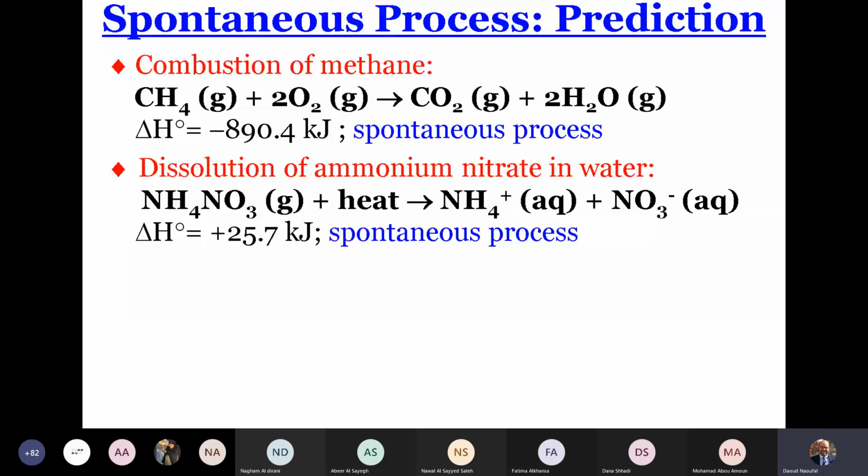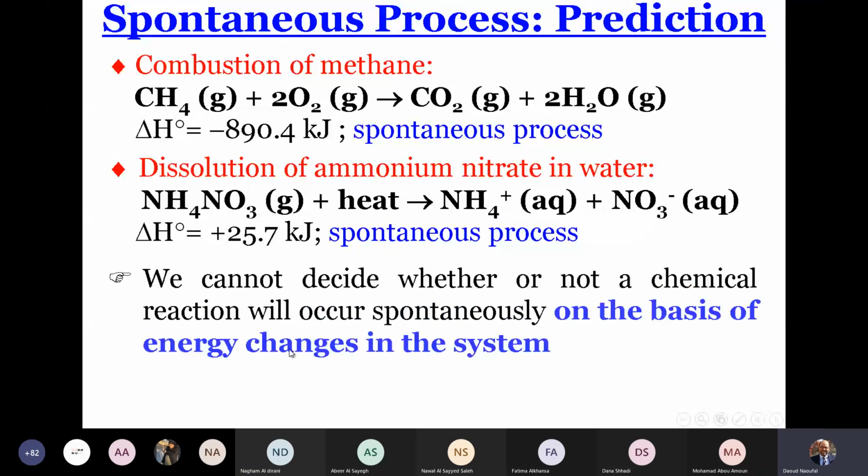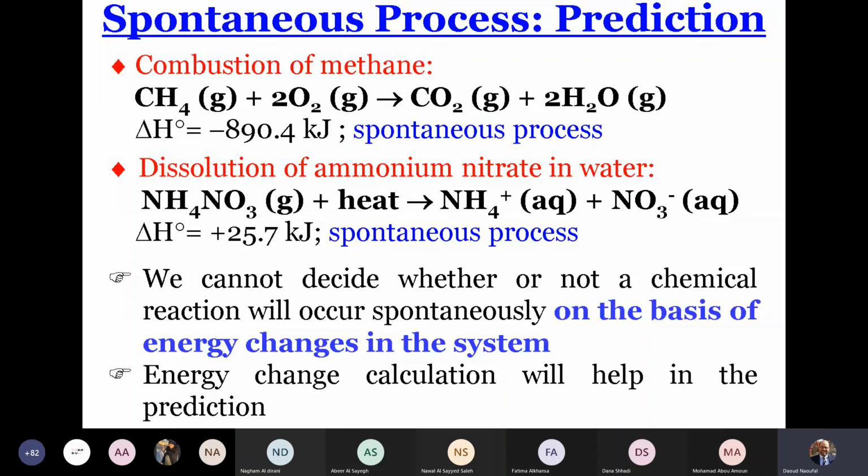The first is exothermic, the second is endothermic, and the two transformations are spontaneous, so we could not predict the spontaneity of a reaction based on the thermodynamic data delta H, exothermic or endothermic. So we cannot decide whether or not a chemical reaction will occur spontaneously on the basis of the energy change in the system. So delta H of the reaction is not an indication about the spontaneity of the reaction.